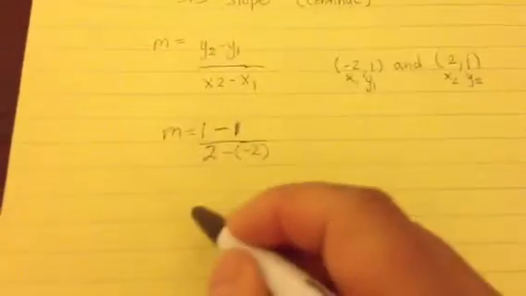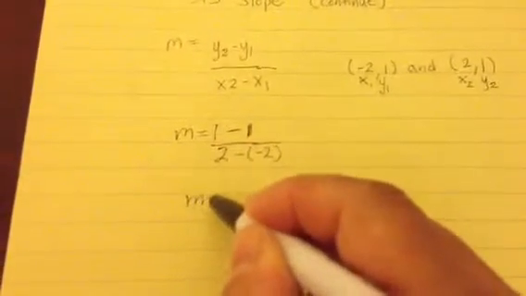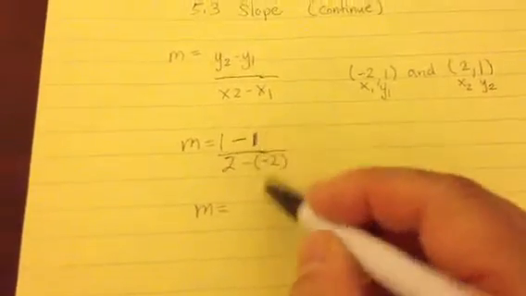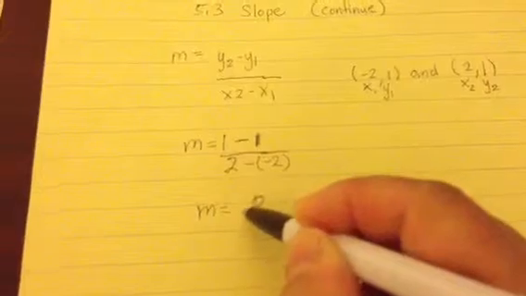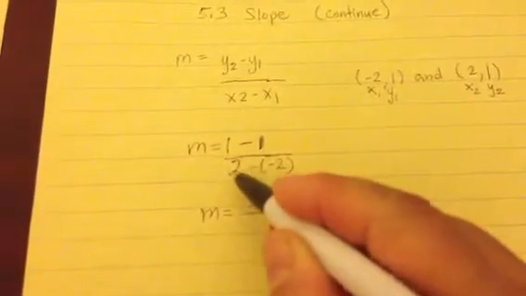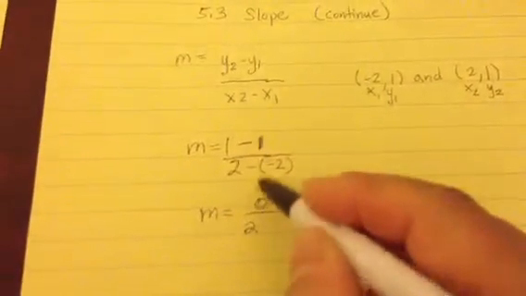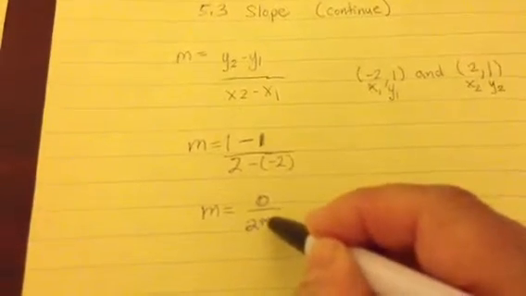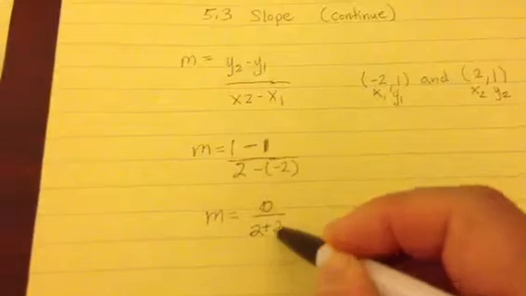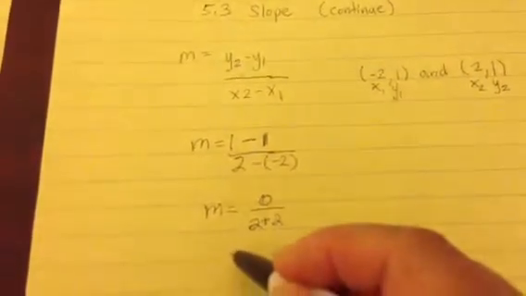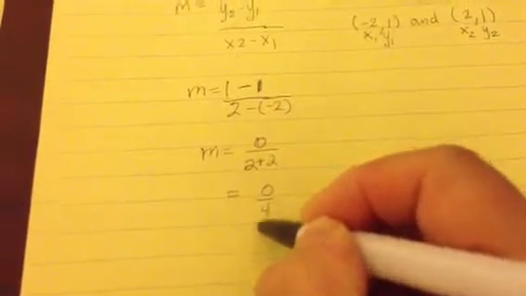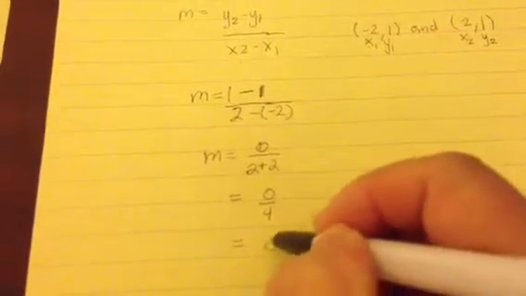Okay, so let's rewrite this problem. Now we have m is equal to 1 minus 1, which in our case is 0, divided by 2, and negative times negative is positive, so I'm going to put plus 2, and that comes out to 4. So that rewrites this as 0 divided by 4, which still comes out to be 0. So there is a slope of 0.